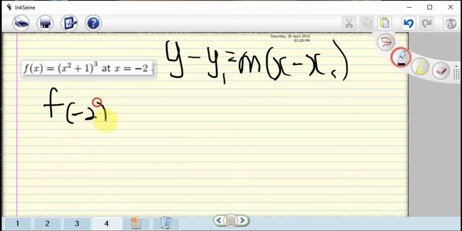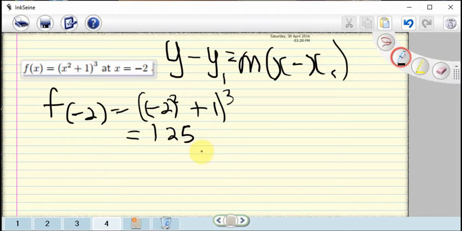and that is equal to negative 2 squared. Depending on the calculator you have, you might want to put that negative 2 in brackets before squaring, plus 1, cubed. Negative 2 squared, that's 4, plus 1, 5, 5 cubed, that's 125. So we're finding the equation of the tangent at the point x equals negative 2 and y equals 125.